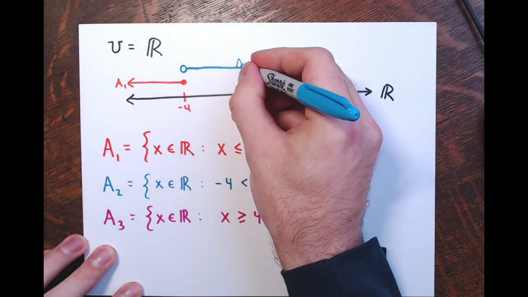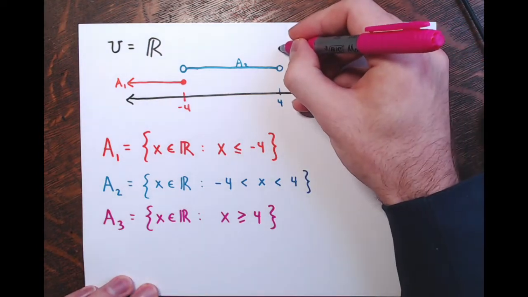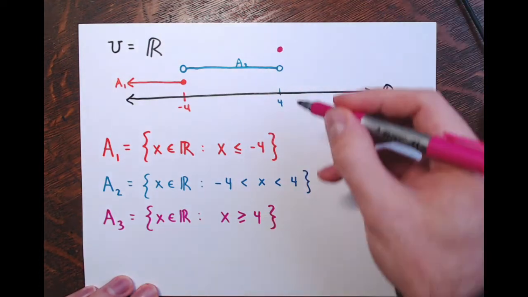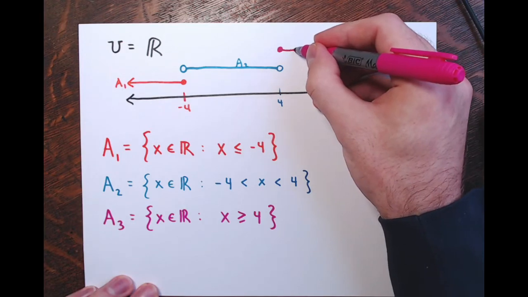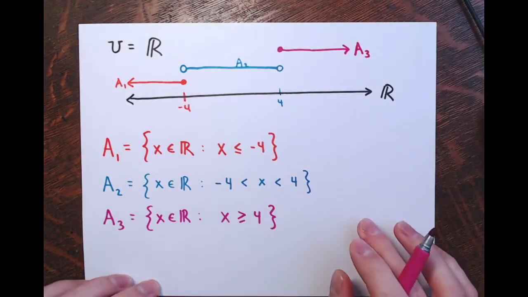So here's A2. And then this pink color I'll represent A3. I have this set A3. That's all the real numbers that are greater than or equal to 4. So 4 is included. All right, so a little solid dot there above 4. And all numbers greater than 4, 4.5, 5, 6, 7, and so on. That's all these numbers here. Here's A3 represented by that graph.